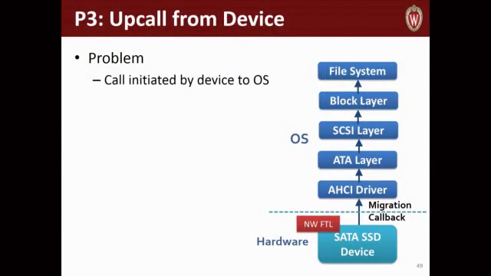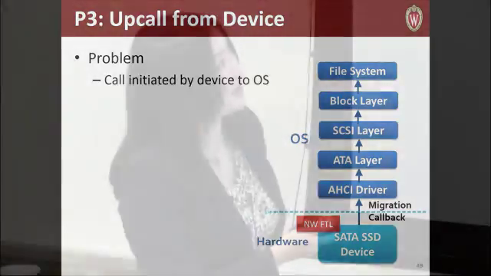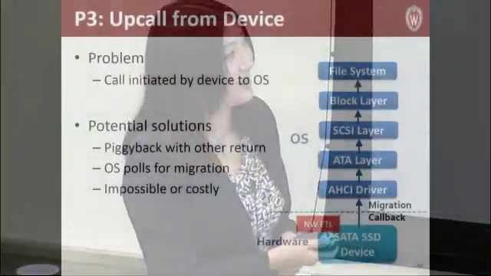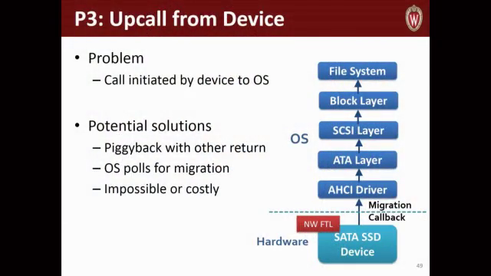And the next problem is even more difficult, that we need to send the address back from the device to the host with migration callback. One possible solution is to piggyback with another return, but then again, it has the same problem as the last problem. Another option is the OS can poll for these migration callbacks, but it's more costly in performance.